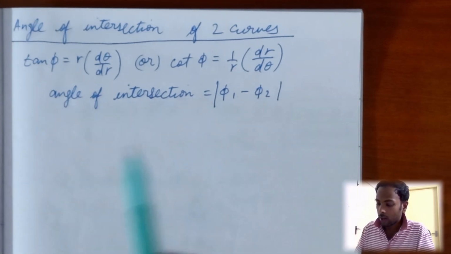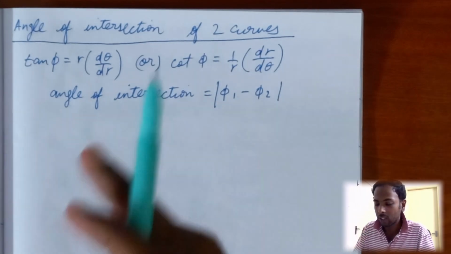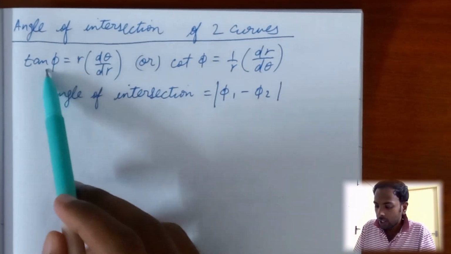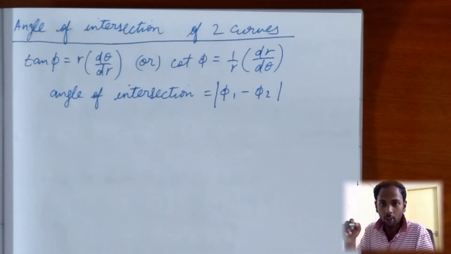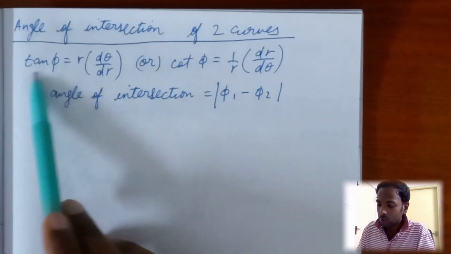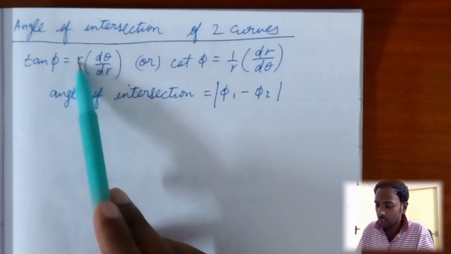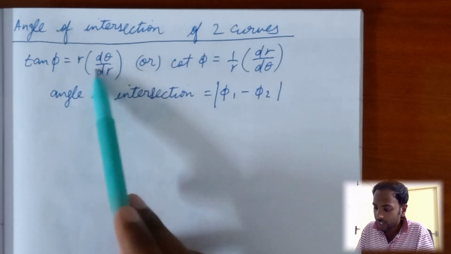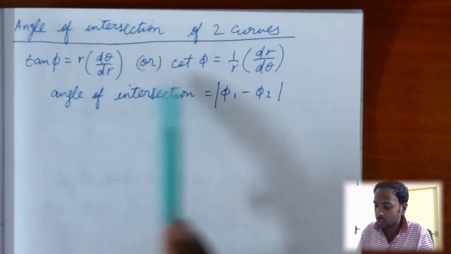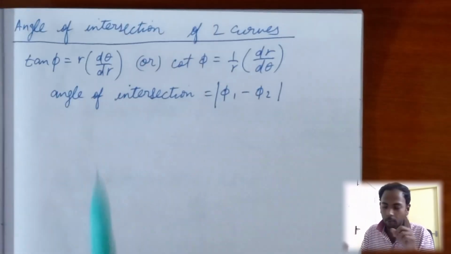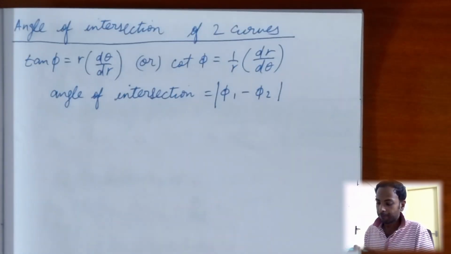Don't worry. These are not two separate formulas actually. These are just one formula. I have just written two forms of it. See, tan is nothing but 1 by cot, right? Cot and tan are inverses of each other. Tan is nothing but 1 by cot. Cot is nothing but 1 by tan. So tan and cot are inverses of each other. That's why the RHSs are the inverses of each other. See, here r, here 1 by r. Here d theta by dr, here there is dr by d theta. So they are inverses of each other, okay? So these are just two different forms of one single formula. Just remember one of these two, that's more than enough. And this is the angle of intersection, okay?